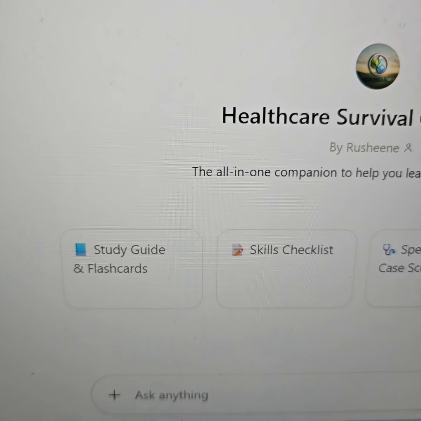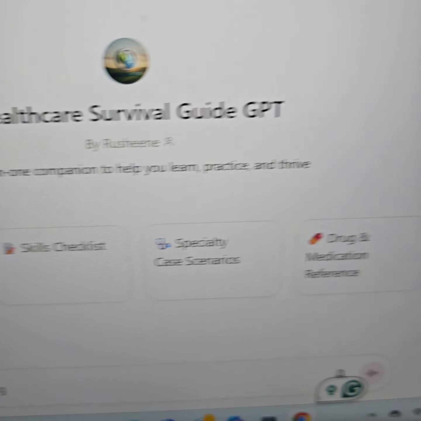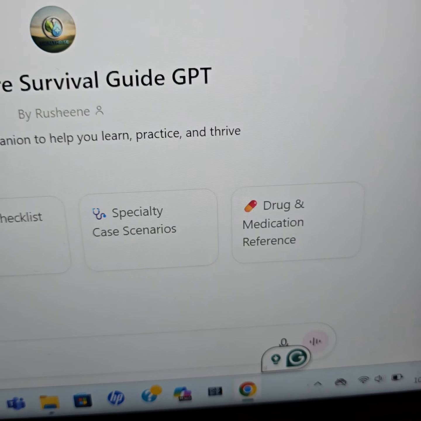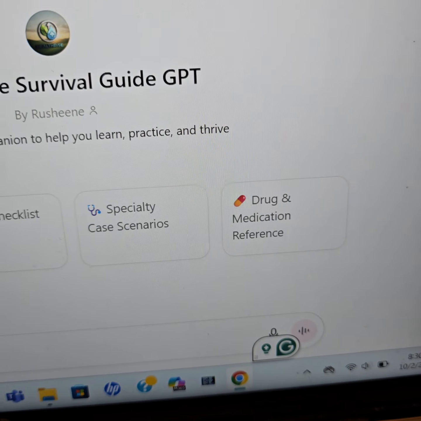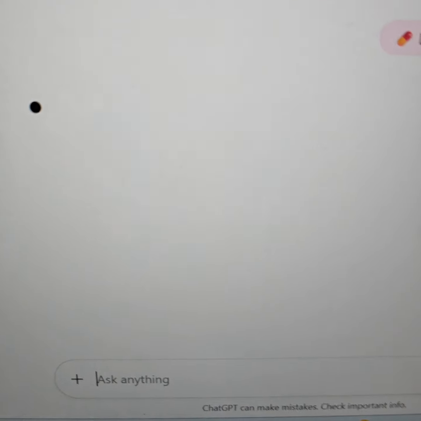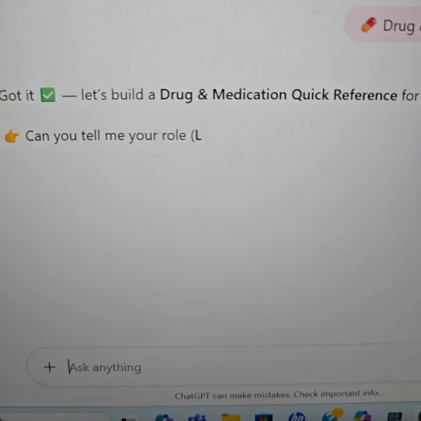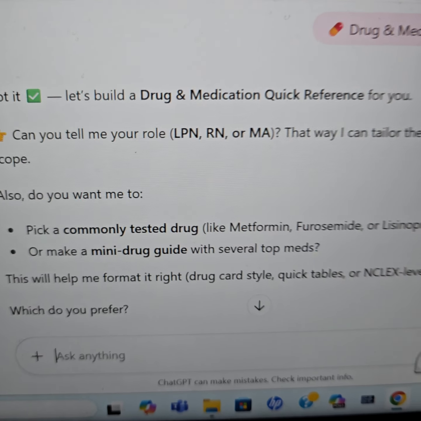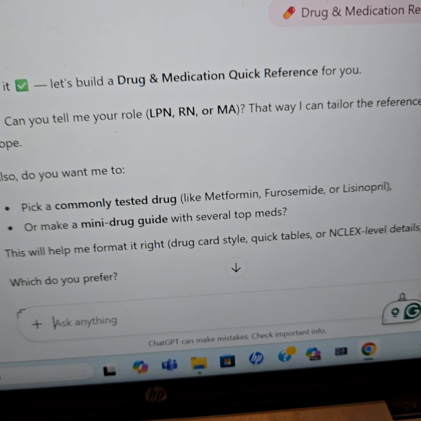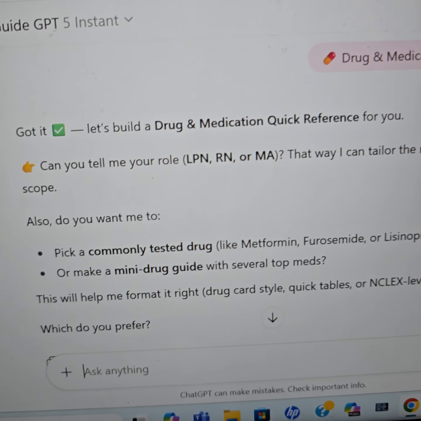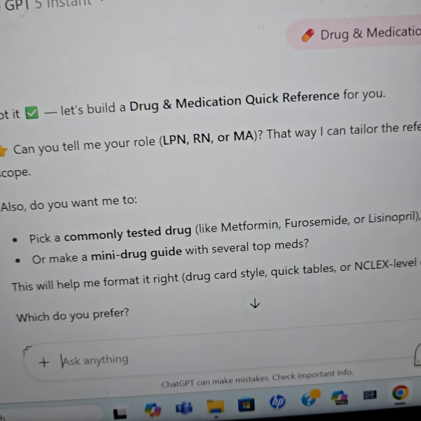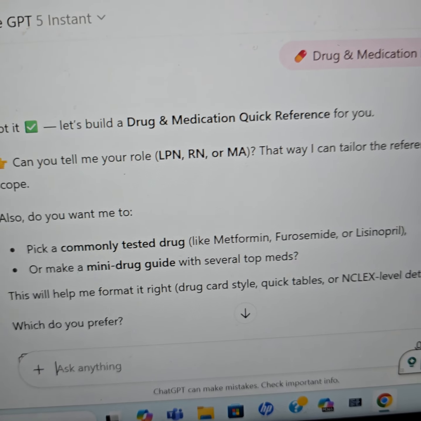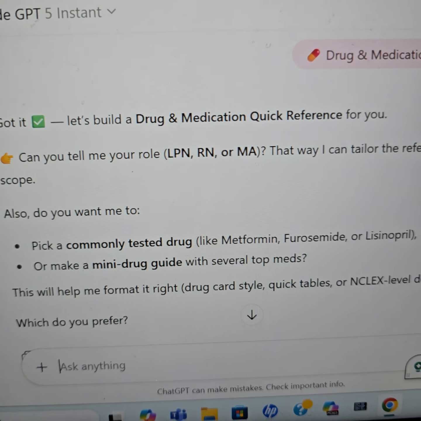Now I have study guides and flashcards, skills checklists, specialty, case scenarios, drugs and medication. If you click on drugs and medication, I tailored it to ask you specifically: are you an LPN, are you an RN, or are you a medical assistant? That way, whatever you tell your GPT, it's going to give you, only tailored to your field.